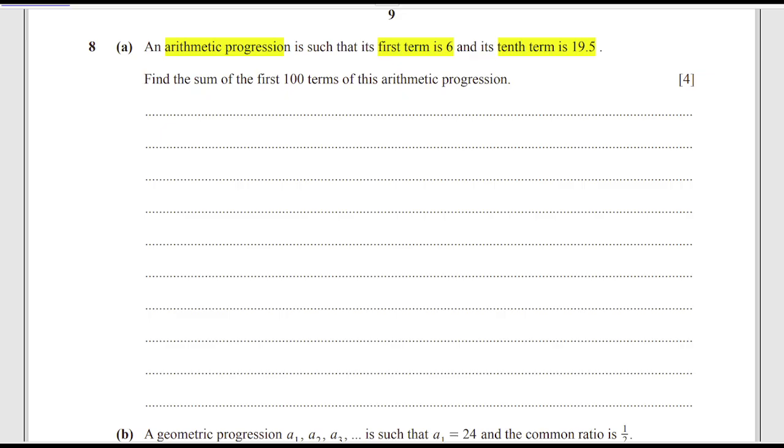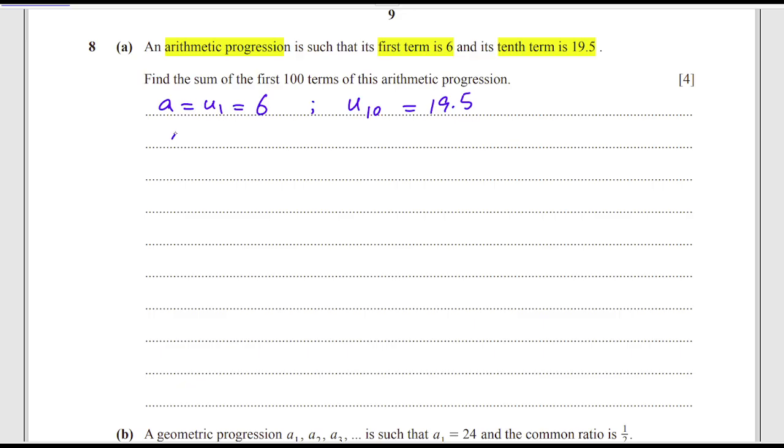So from the above information, first term and 10th term, first term is a, which is 6. We need just the value of d. So how can we find the value of d? First, we are given a is equal to u1 is 6. The first term is a or u1. You can use any one of these notations. And the 10th term is u10 is equal to 19.5.